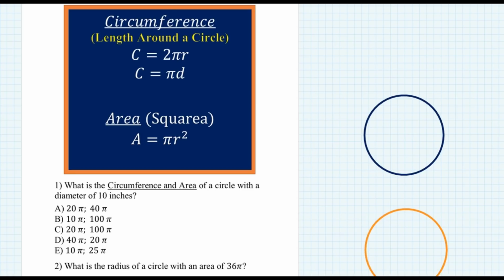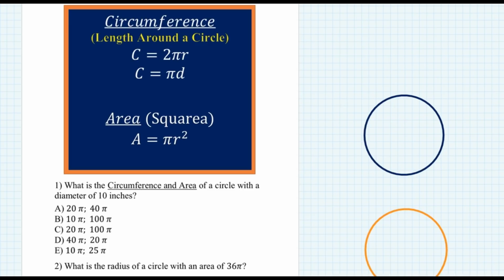The circumference of a circle is the length around a circle. If a circle were made of string, we cut the string and measured it on a ruler, well, the length would be the circumference of the circle. The circumference equals 2 times pi times the radius, or pi times the diameter. The area of a circle is pi times the radius squared. Remember, area rhymes with squarea. That's why it's squared.